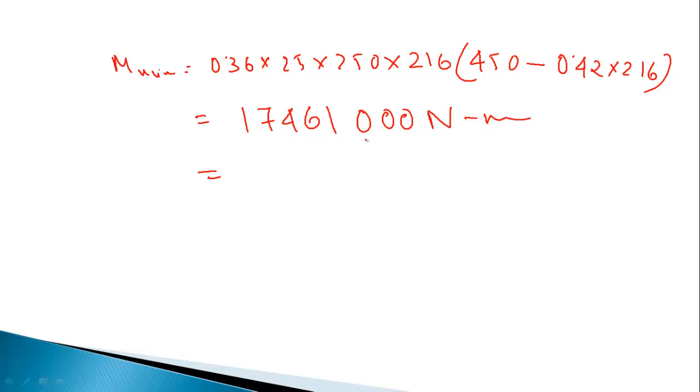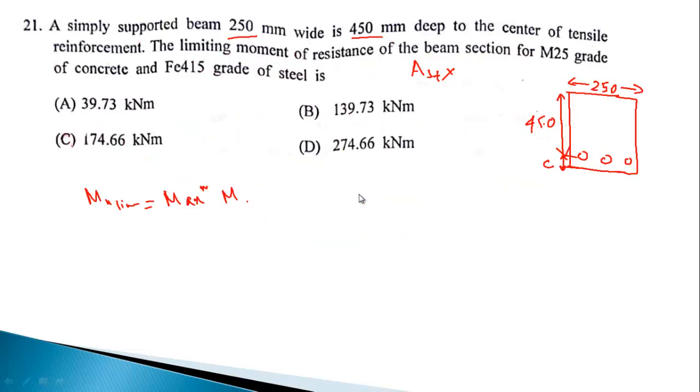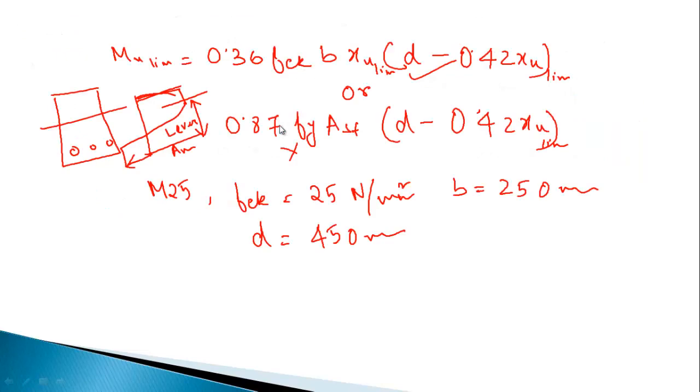Newton mm. So 174.61 kilonewton meter. It's not exactly round; there are some decimal values. You can find out, and finally you will get 174.61 kilonewton meter, but in the question it's given as 174.66. Since this is the nearest value, you may not get the exact value, but if you get the nearest value, go for it. So this is your answer, 174.61. Just put the values and you'll get the answer.